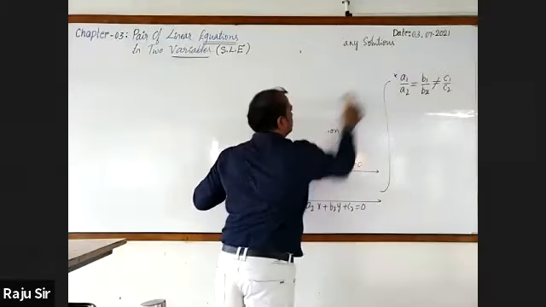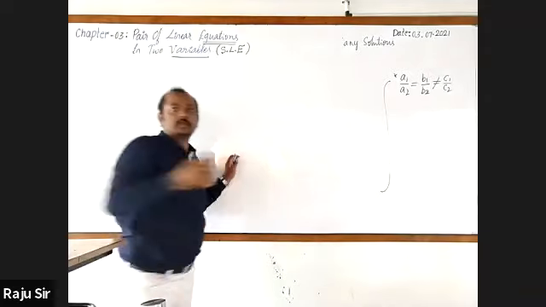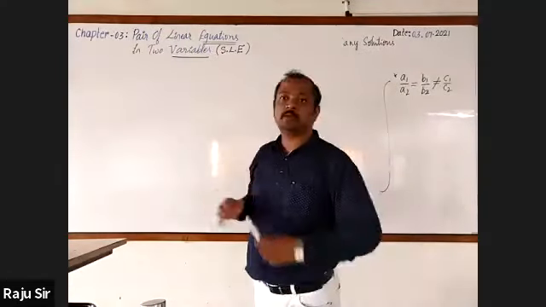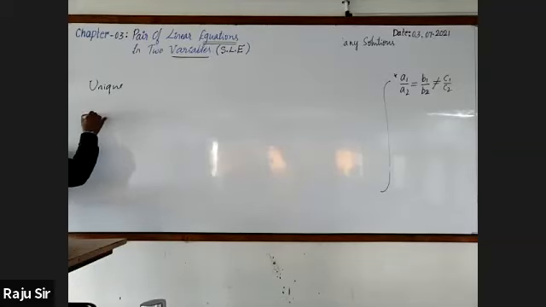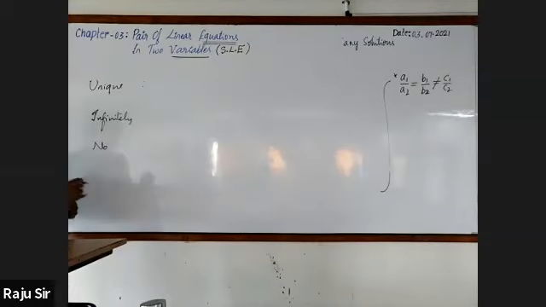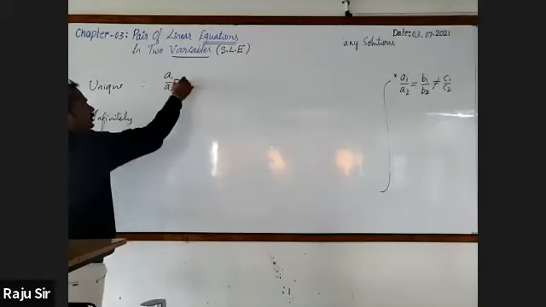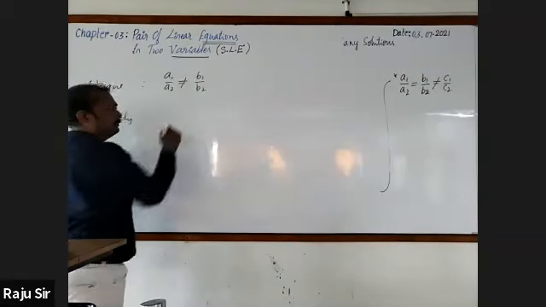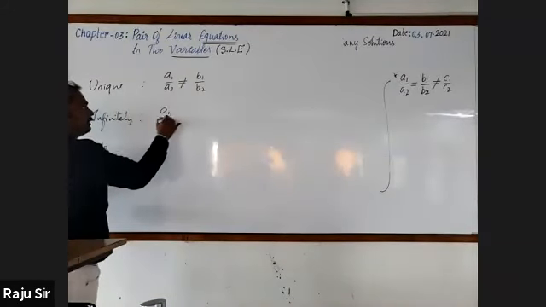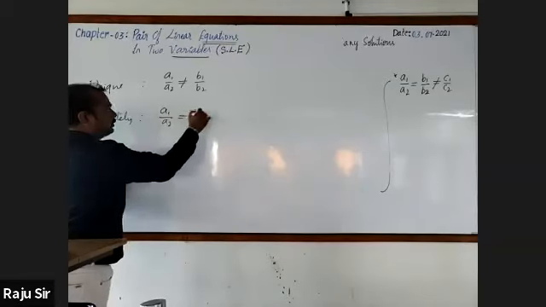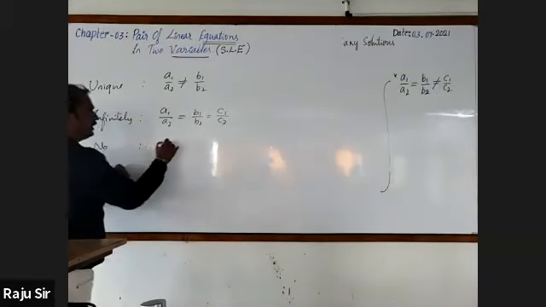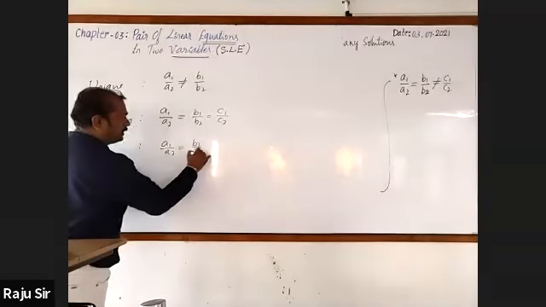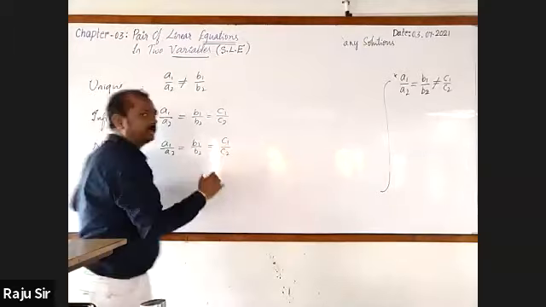So we have come across three types of solutions with respect to pair of linear equations in two variables. The first one is unique solution. Don't copy, just observe. Second one is infinitely many solutions. And third one is no solution. And for unique solution, the condition is A1 by A2 is not equal to B1 by B2. Infinitely many solutions, A1 by A2 is equal to B1 by B2 is equal to C1 by C2. And for no solution, we write A1 by A2 is equal to B1 by B2, but not equal to C1 by C2.